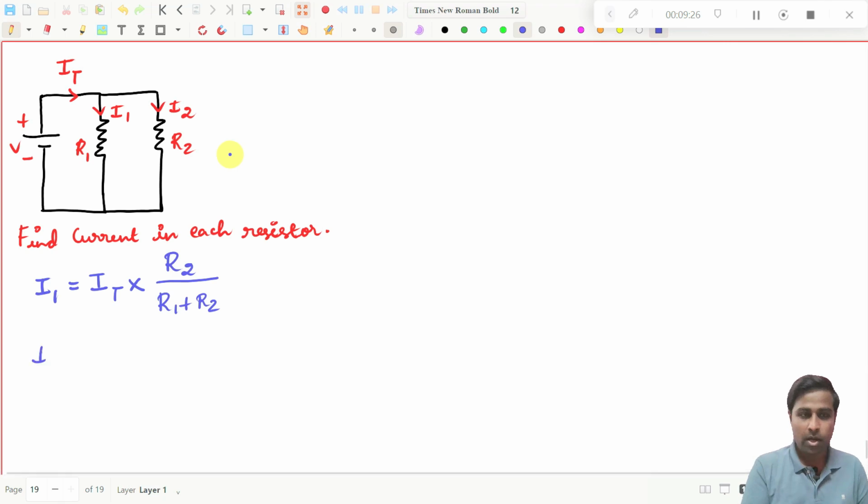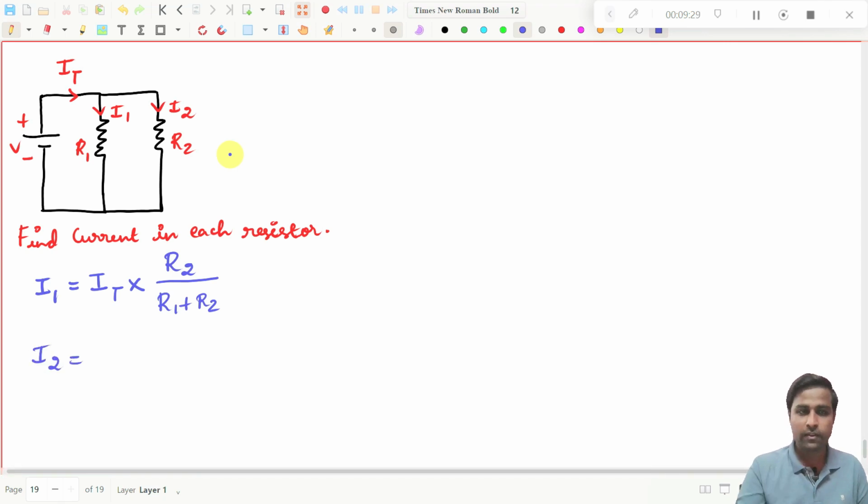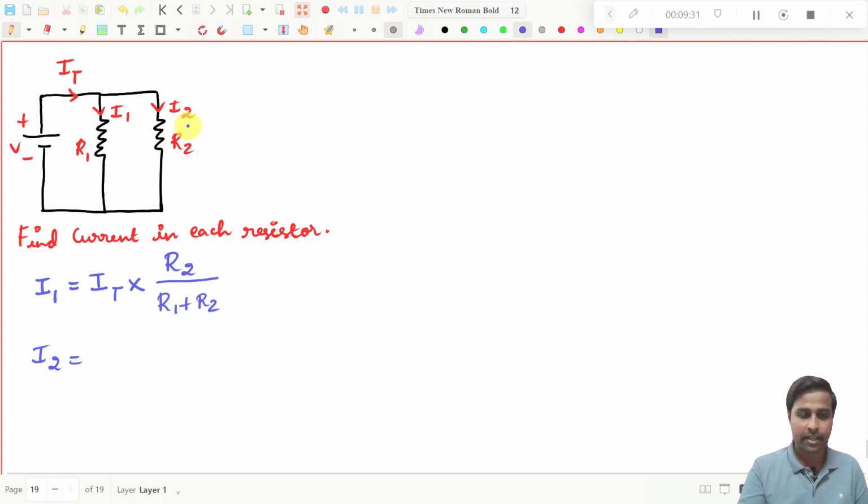Then what is the formula for I2? I2, which means this resistor's current. That is also the same thing, but it will be different. What is that? IT, that is the total current into the opposite resistor. What is the opposite resistor to this R2? That is R1.